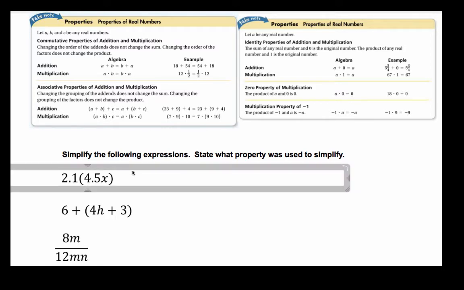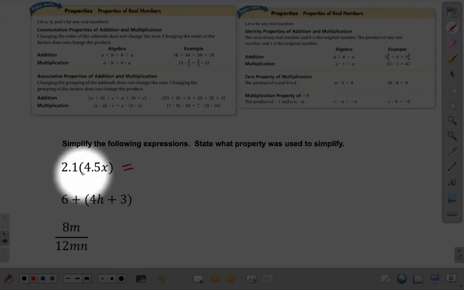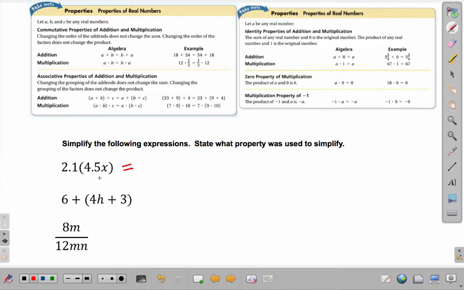So our first expression here says we're going to take 2.1 quantity 4.5x. Remember, 2.1 in front of this parenthesis implies multiplication. So it's 2.1 times the quantity 4.5x. 4.5x means 4.5 times x. So really what we have here are three things that are multiplied together: 2.1 times 4.5 times x. Again, all multiplication in there.